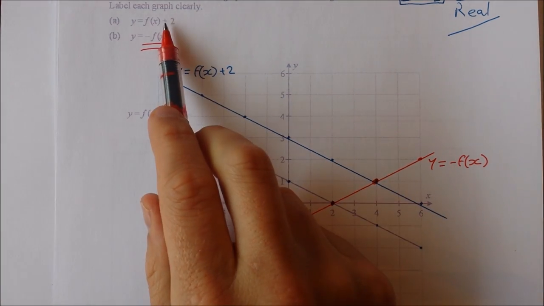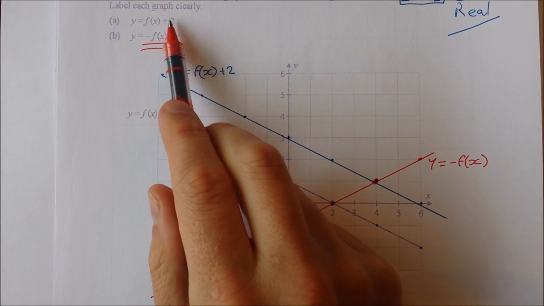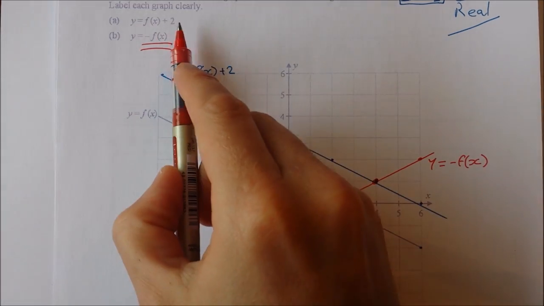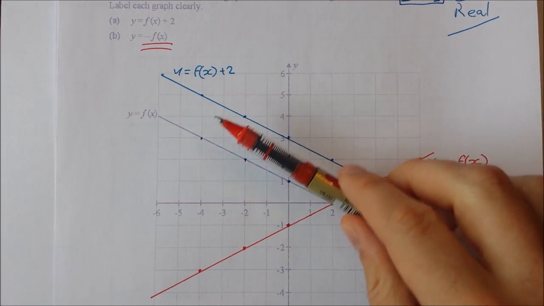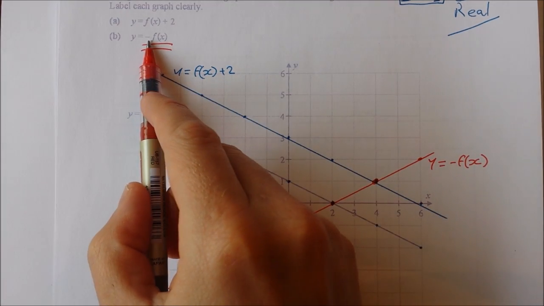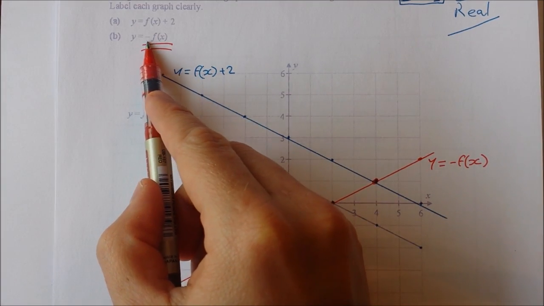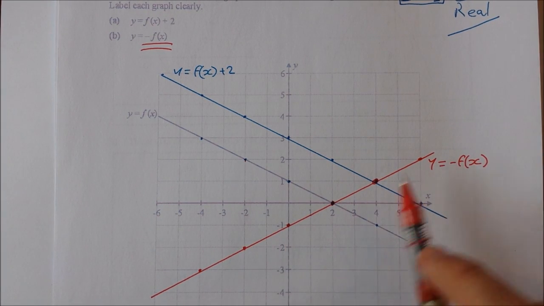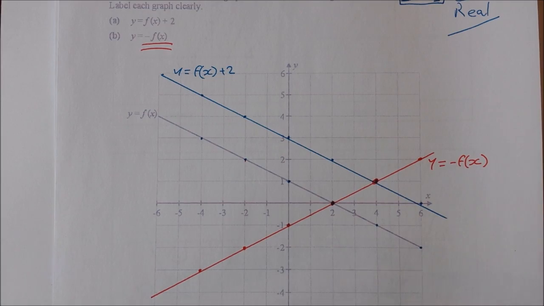So if you add a constant or a number onto a graph, y equals f(x), that will move it up. If you were to subtract it, that would move it down. If you were to multiply it by a negative, then that's going to change the orientation or change the slope of the line.